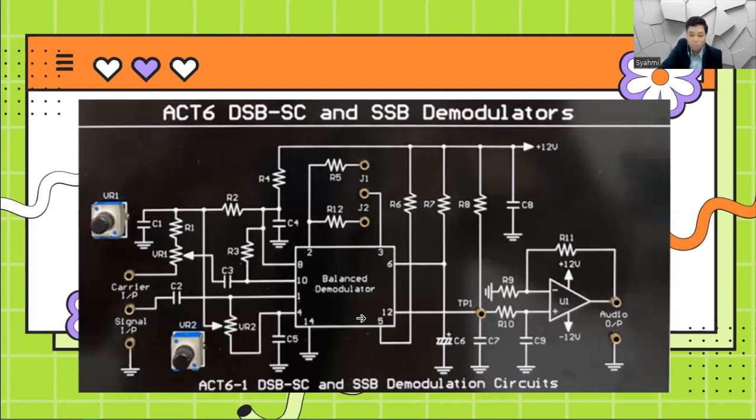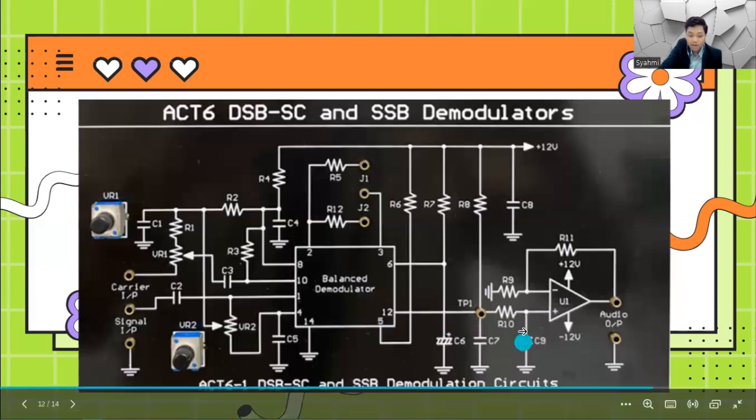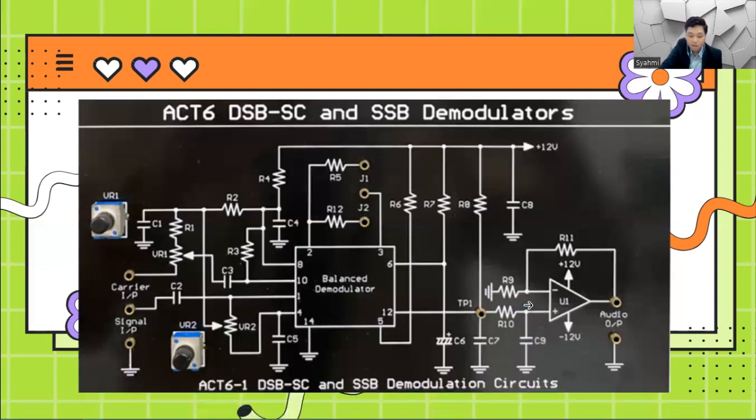And then there is a low pass filter. Following the balanced demodulator, a low pass filter is typically employed to remove the higher frequency components, leaving behind the demodulated signal at baseband. This filtering process helps eliminate any unwanted sum frequency and noise. And then there is the UA741 op-amp, used to amplify and shape the demodulated signal obtained from the low pass filter. The op-amp helps to restore the original message signal by providing gain and buffering.